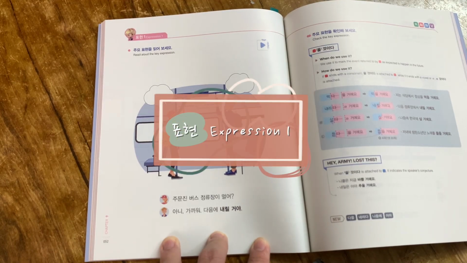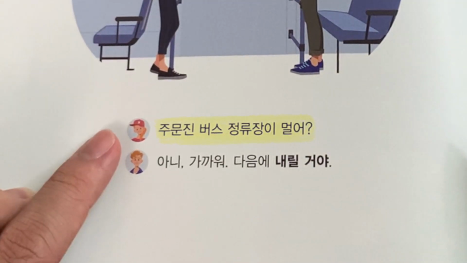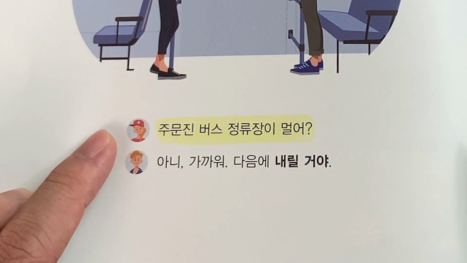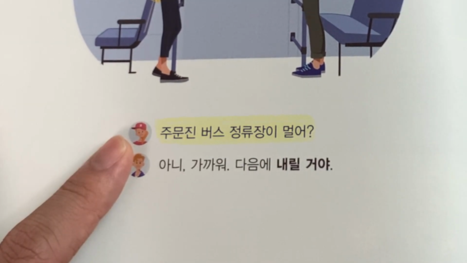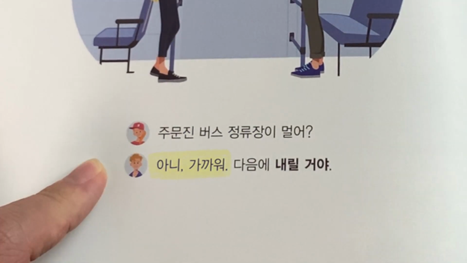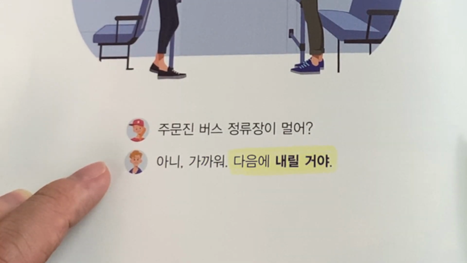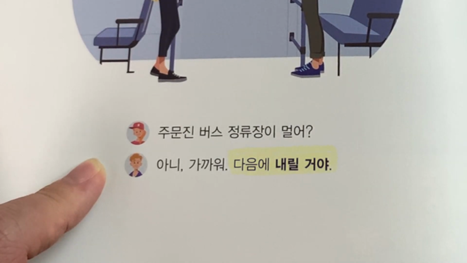And we are already in expression 1. 주문진 버스 정류장이 멀어? Is the Jumunjin bus stop far? 아니, 가까워. No, it's close. 다음에 내릴 거야. The next one will get off.